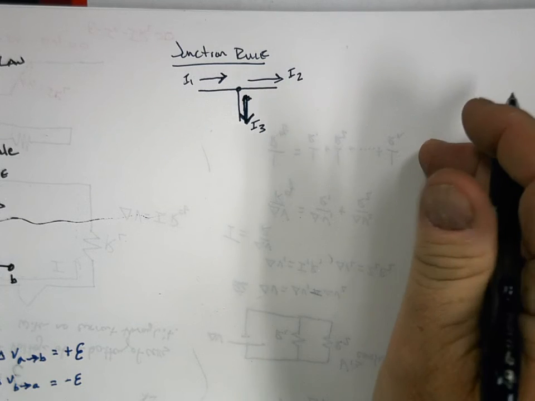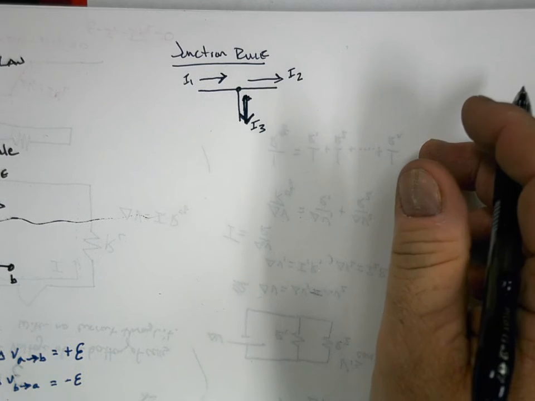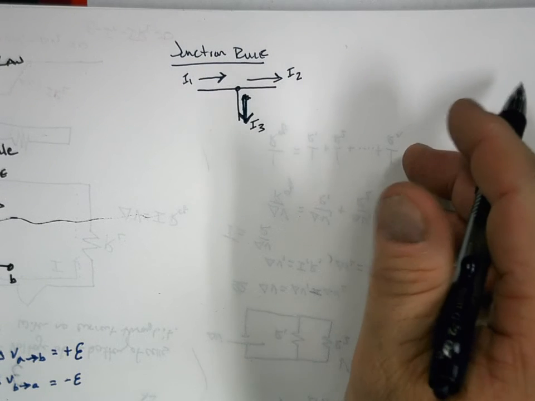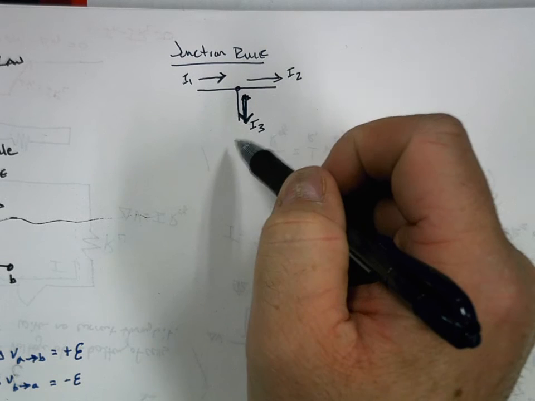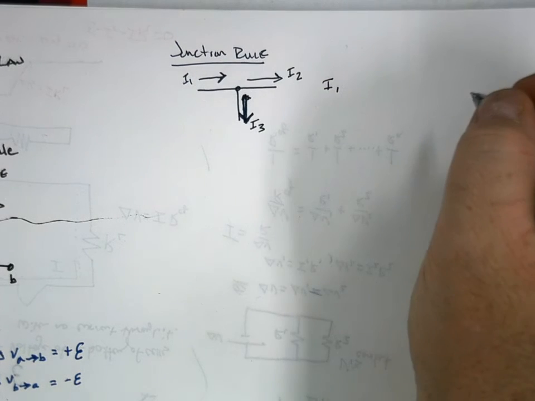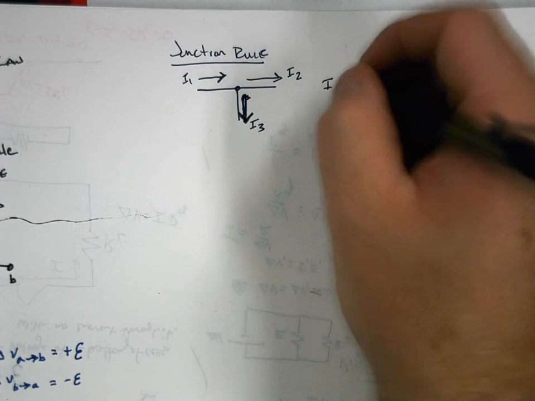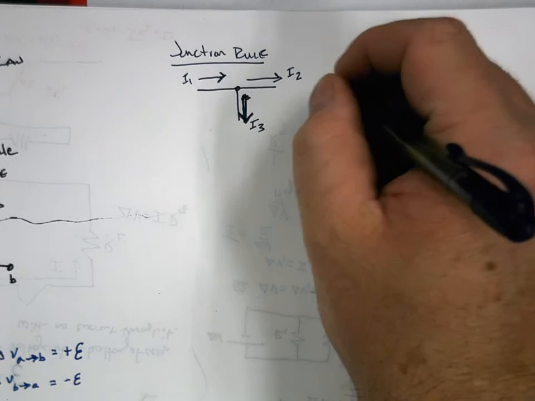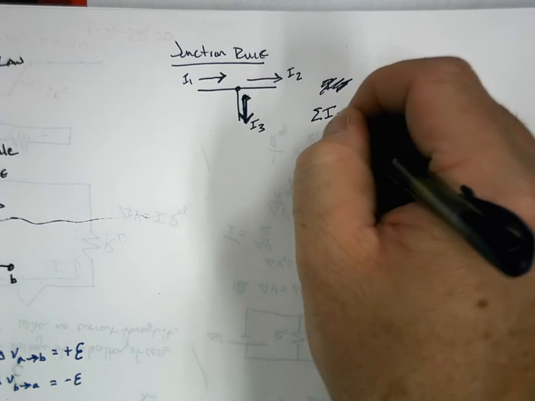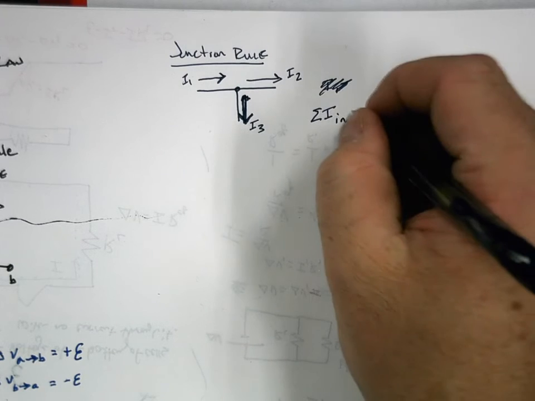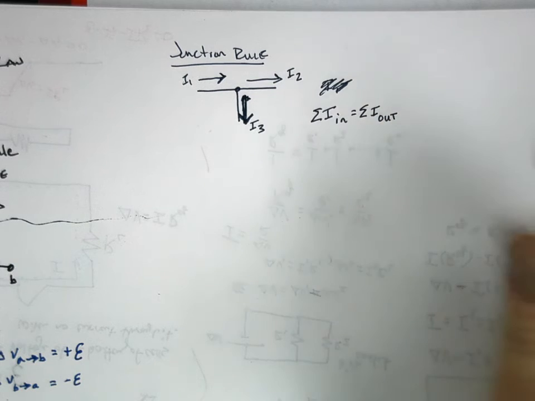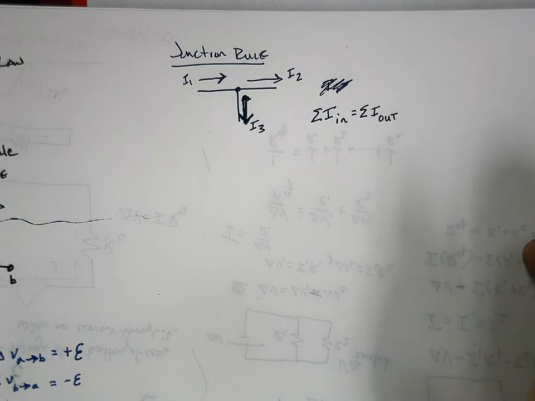Think about plumbing or water. You have a T with your pipes. The water's got to go somewhere. It's either going to go here or it's going to go here. So I1, well, let me phrase it a different way. The sum of the currents going into a junction are equal to the sum of the currents leaving a junction. Probably the better way to put it.